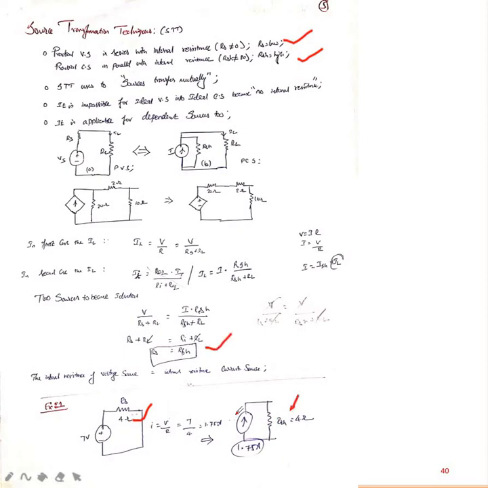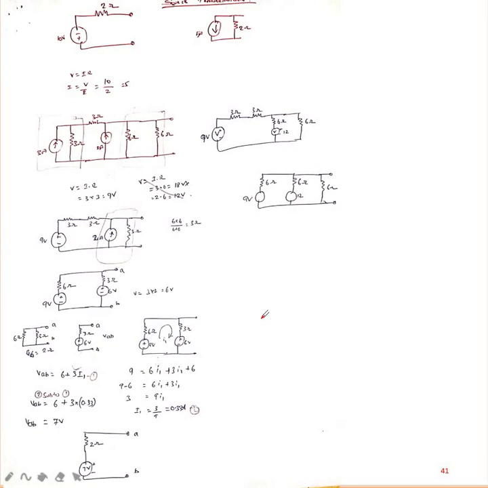Then I need the current value. So what does Ohm's law say? I equals V by R. Substitute the V value, divide by the R value, get the I value, and substitute it. That's all. Based on that, you can solve any type of problem. You just need to be conscious of that.